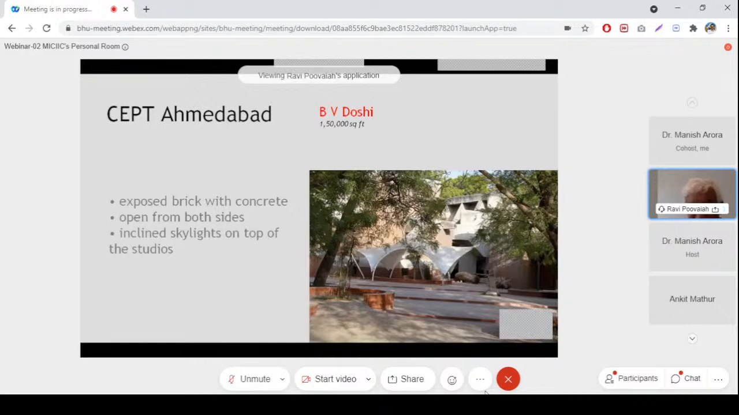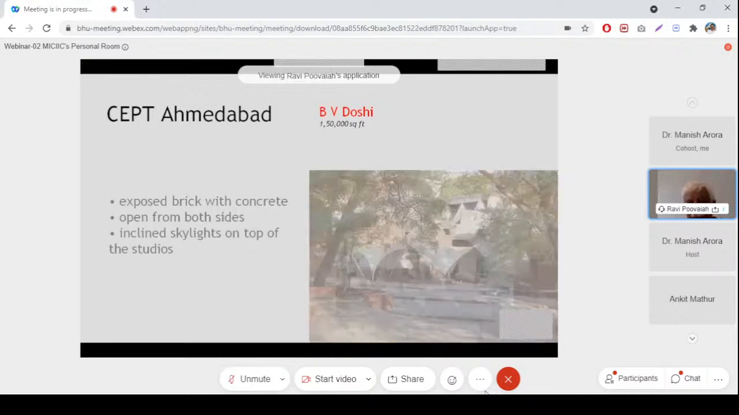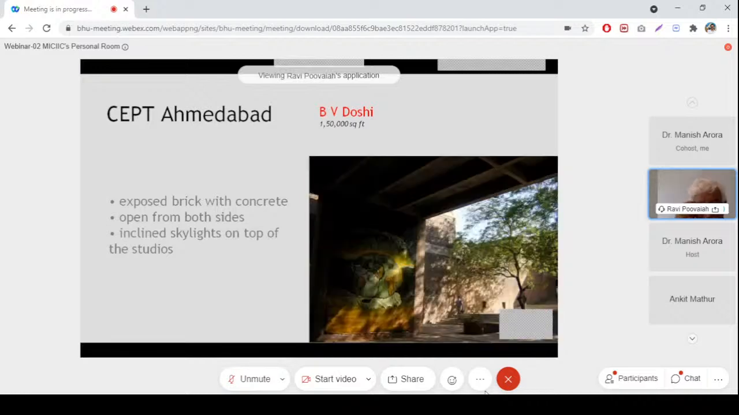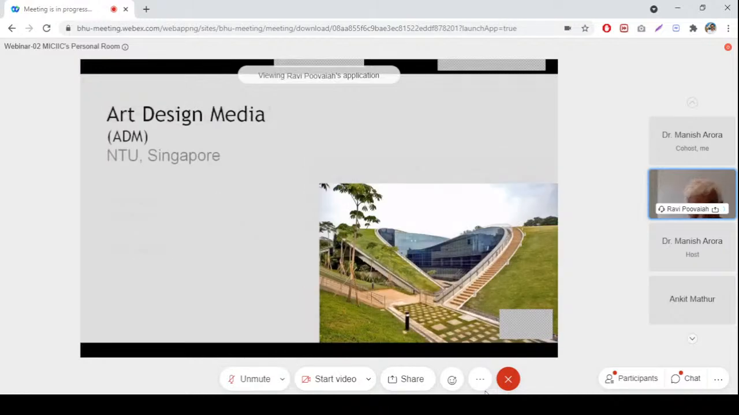So there are a lot of spaces in the campus which lead to discussions, people meeting with each other. That's a very important thing in a school. You have to create these social spaces as part of your design. Again, another view of this school, beautifully done. So that's B.V. Doshi.